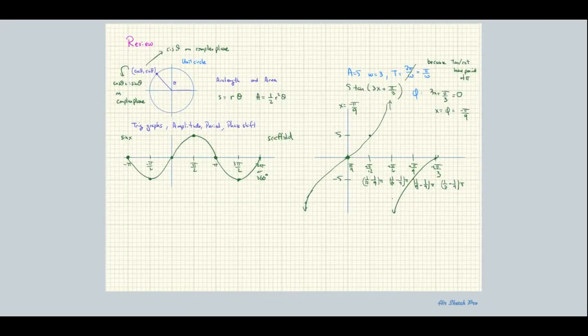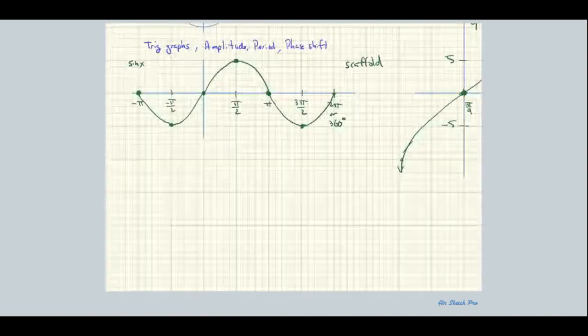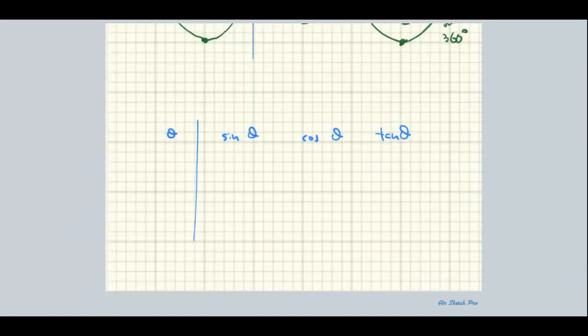The other thing I wanted to make sure that you guys understood was things that are just basics that I want you to know, right? And one of those basics that I want you to know are the principal angles, yes? The principal grid, yeah? And for that, we have theta, sine theta, cosine theta, and tangent theta, right? And these are the principal angles.